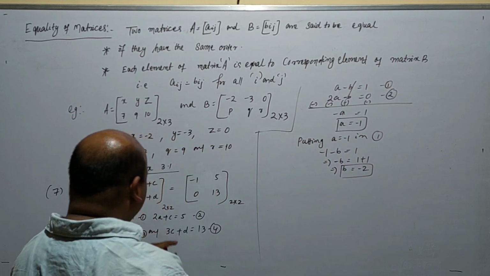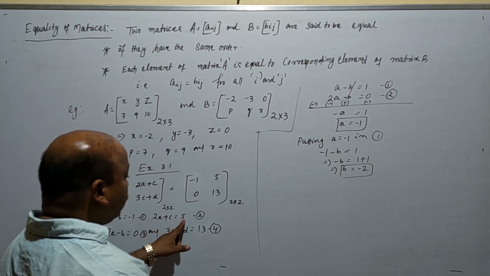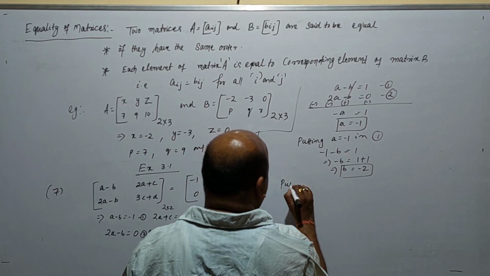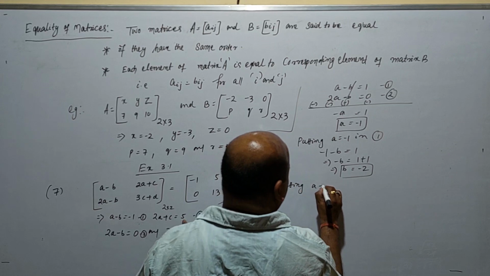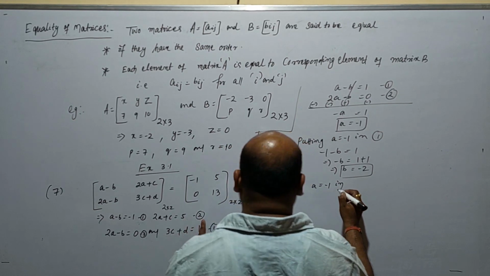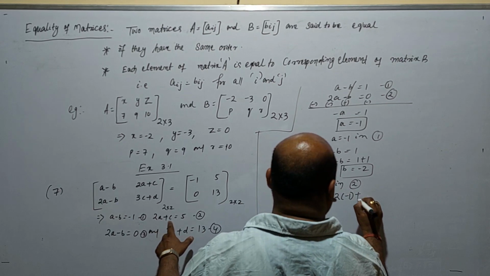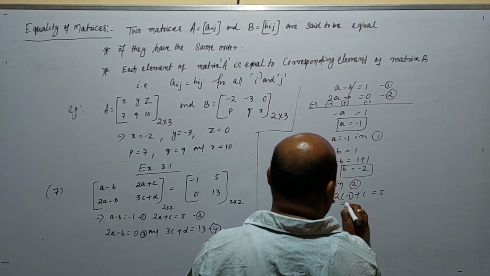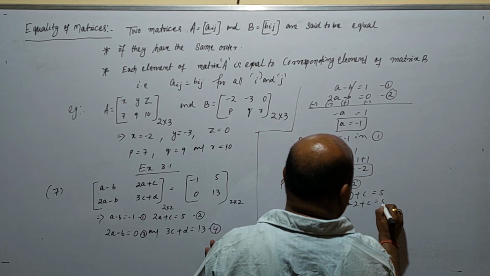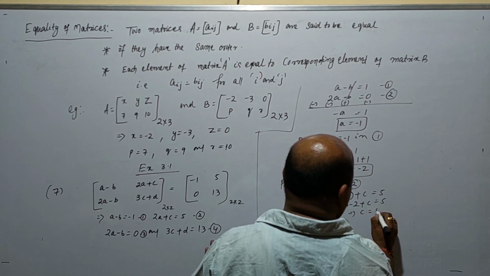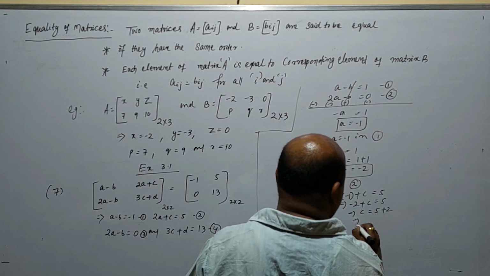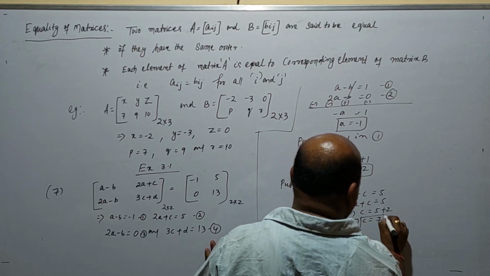So again come to c. 2a plus c is equal to 5. Then putting a is equal to minus 1 in equation 2, what you get? 2 into minus 1 plus c equal to 5. Minus 2 plus c equal to 5. So c equal to 5 plus 2. c is equal to 7 here.